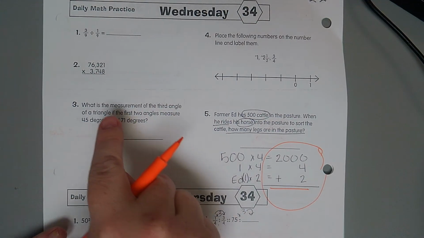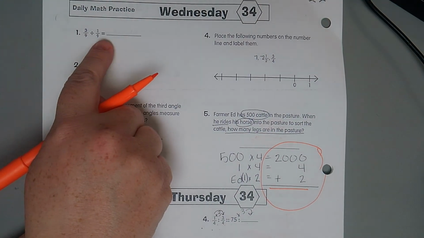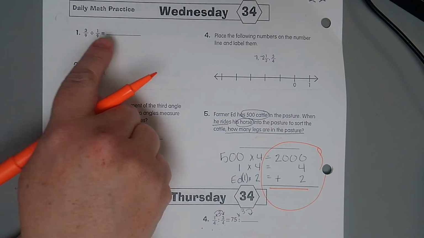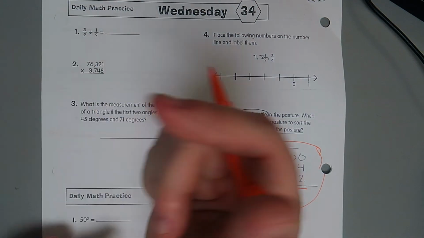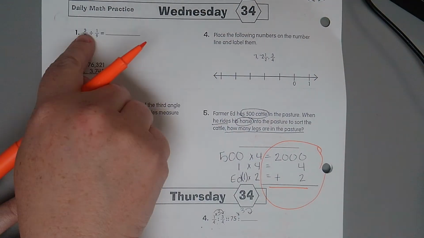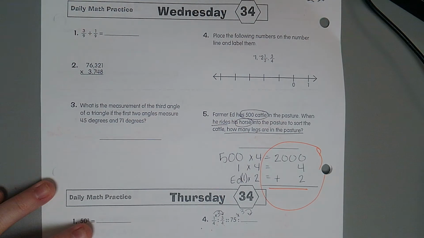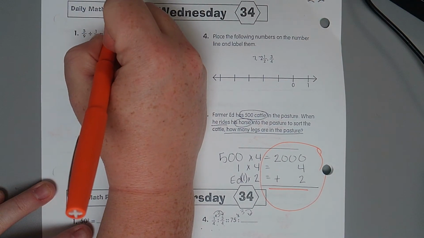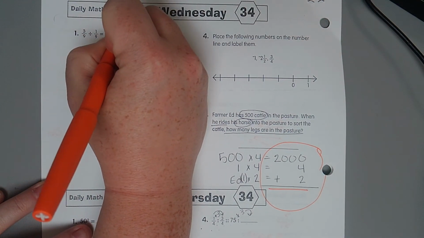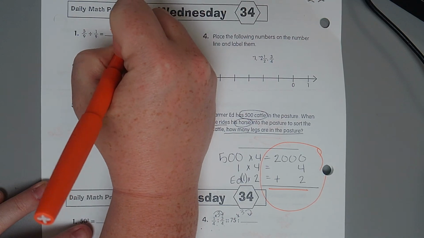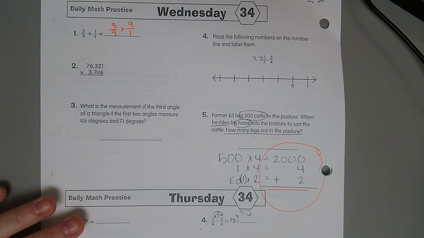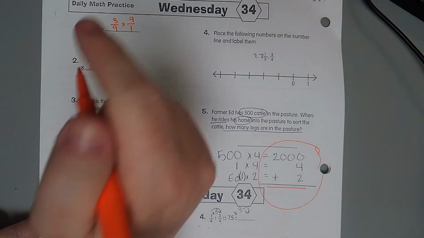Let's see. Dividing. Or you can, last year we talked about how you keep the first one and you multiply by the reciprocal. So we have 3 over 9 times 9 over 1. Calculator.